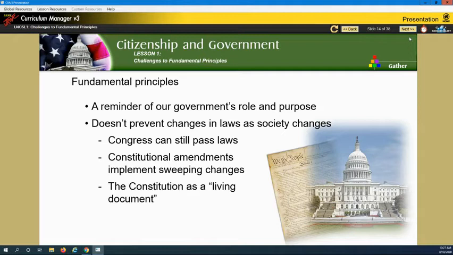Fundamental principles is a reminder of our government's role and purpose. It doesn't prevent changes in laws as society changes. Remember, when they came as the Constitution, it says here that Congress can still pass laws, constitutional amendments, can do sweeping changes. When our founding fathers established our Constitution, they said, we know the world is going to change. They understood that the laws would have to change. That's why they left the Constitution open for amendments. If you guys remember, the first 10 amendments to the Constitution came quick, fast, and in a hurry and became the Bill of Rights. All right, so Congress can still pass laws. They can still change the Constitution.